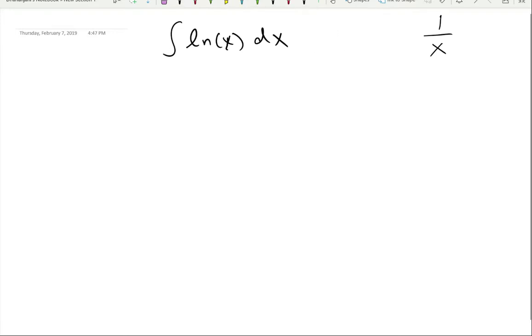So really, how do you integrate natural log x? Well, it's not obvious. It's not a basic integral, okay? Surprisingly, we have to use integration by parts here. So, let me show that to you.